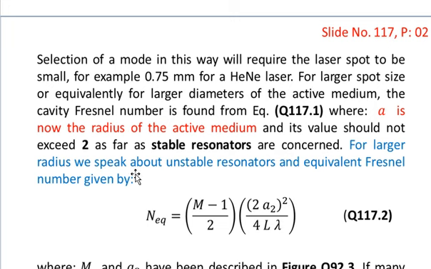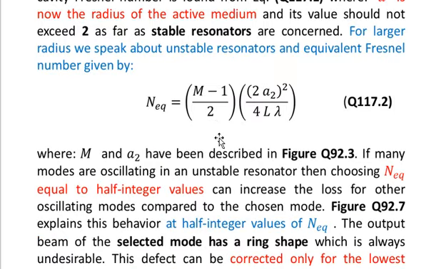For larger radius, we speak about unstable resonators, and the equivalent Fresnel number is given by N equivalent = (M−1)/2 multiplied by the square of 2a2 divided by 4λL, where capital M and a2 have been described in figure 92.3, that is in figure number 3 of slide number 92.